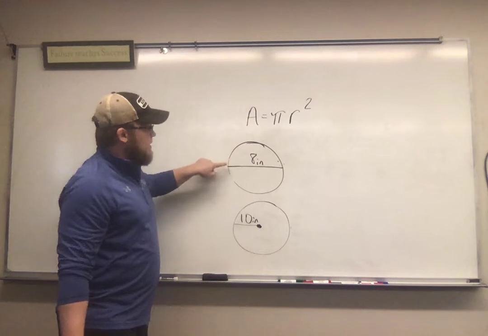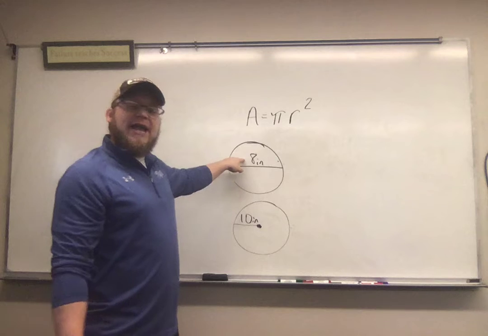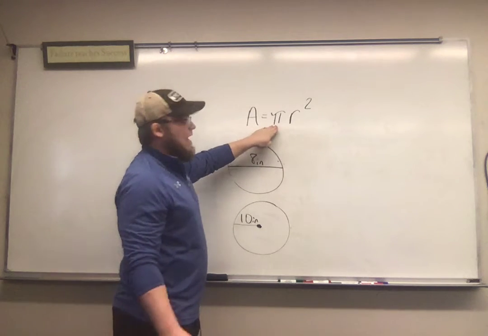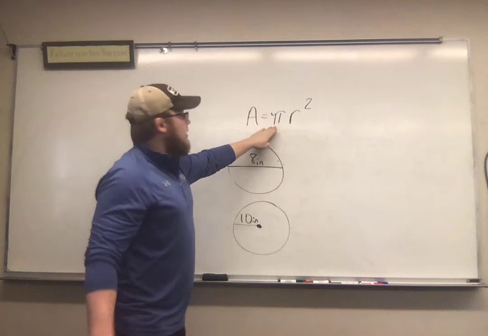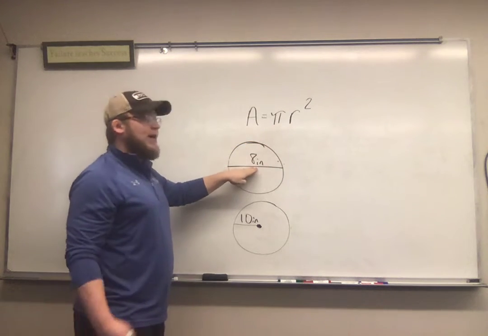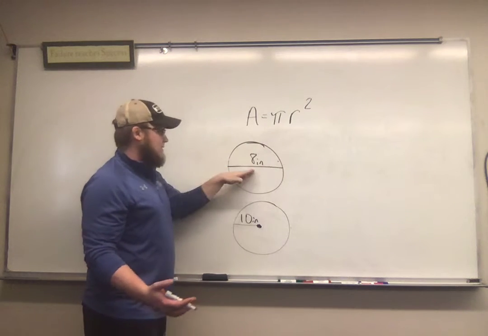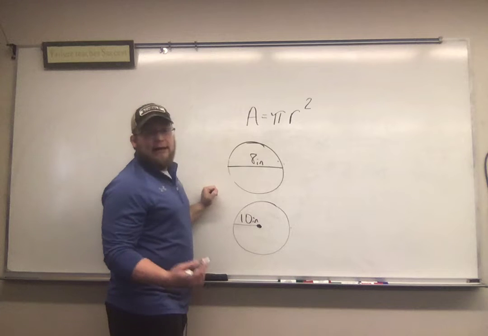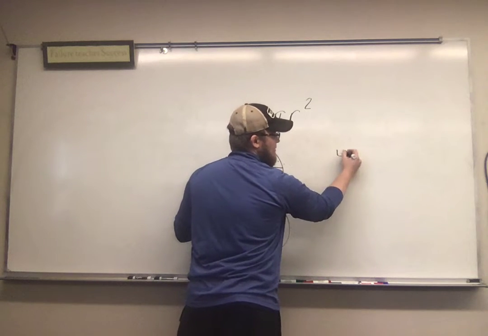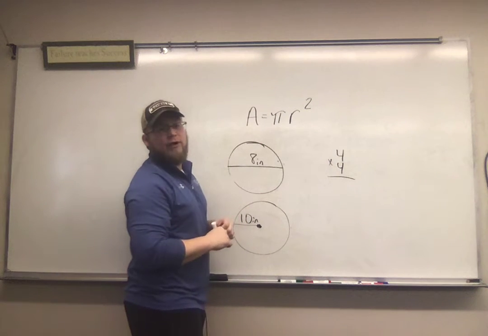Okay, so let's start with the first one. Let's say the question is: find the area of this circle with a diameter of 8 inches. So we go to the formula. We know we need pi, which is 3.14, and we know we need the radius. Well, we are not given the radius, so again, we need to cut the diameter in half because the radius is half the diameter. So 8 cut in half is 4. So we start off and take 4 times 4. We're doing the radius squared portion right away.